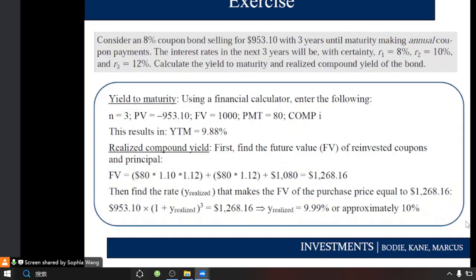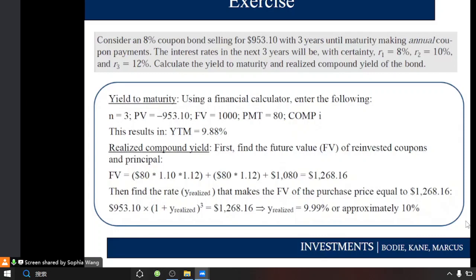Three years, right? Yes. Now, it's the fixed value. It's the final fixed value. And PMT is the coupon rate, okay? The fixed value is 1,000 and the coupon rate is 8%.